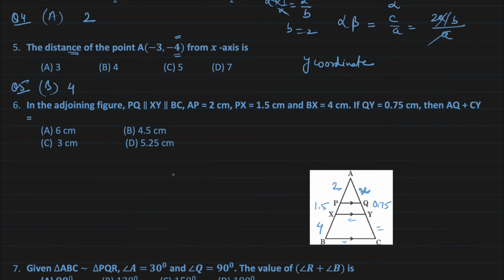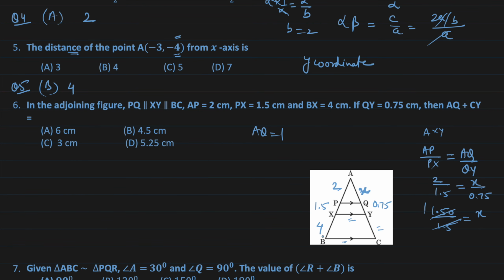So using BPT, first I'll consider the triangle AXY. Okay, you don't have to mention it, just like that. So AP by PX equals AQ by QY. How much is AP? 2. PX is 1.5, AQ is x, QY is 0.75. So when you multiply, x comes out to be 1. So AQ comes out to be 1.